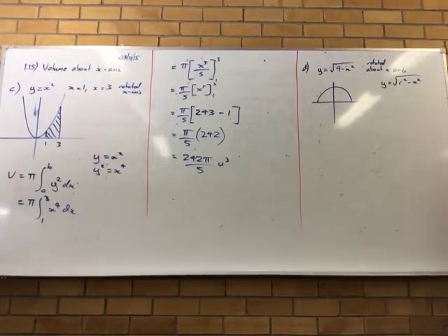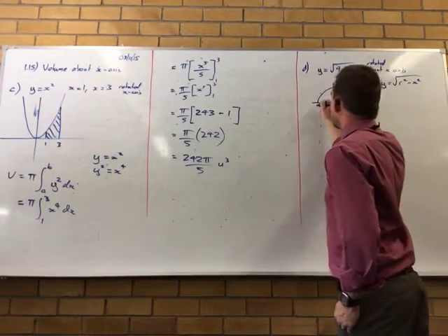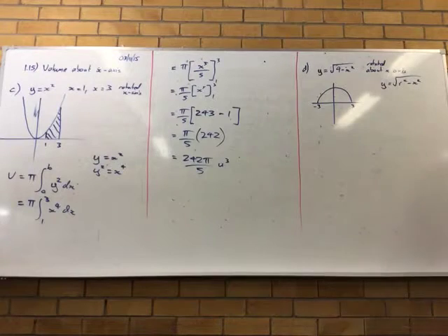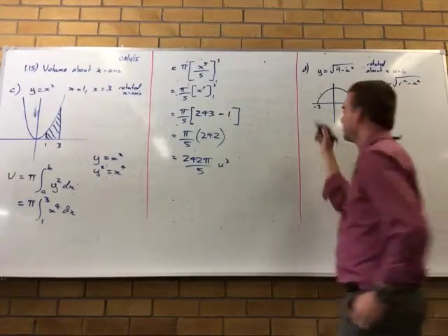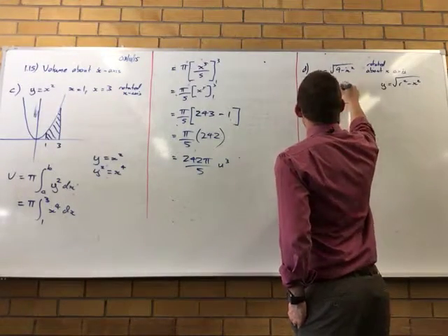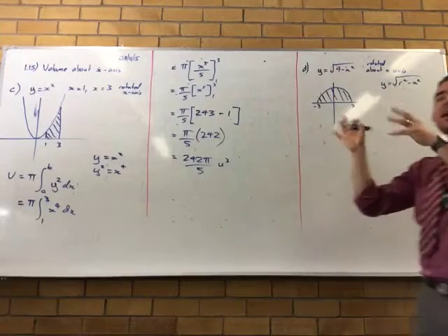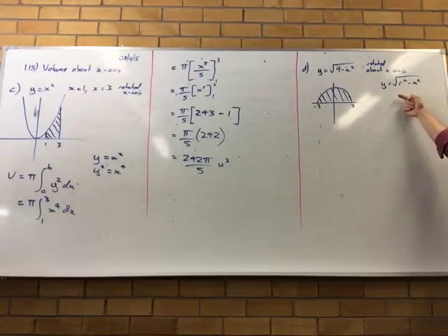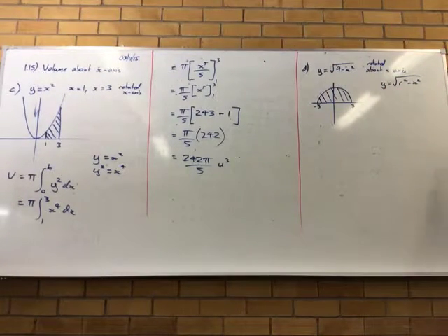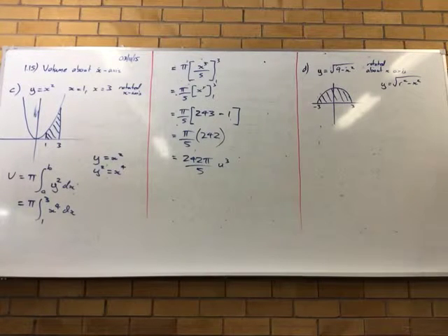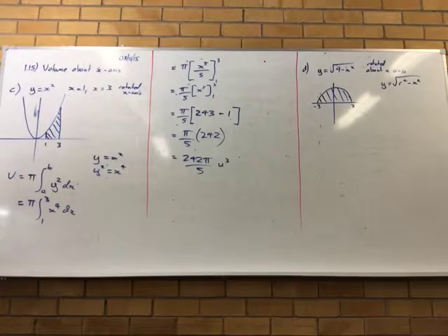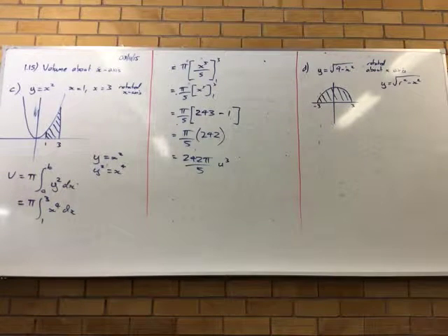Okay, what is the radius? 3. Okay, so we've got 3 and minus 3 for the bounds. Okay, so can everyone see that if I rotate that semicircle about the x-axis, it's going to produce the volume of a sphere? Does anyone remember the formula for the volume of the sphere?